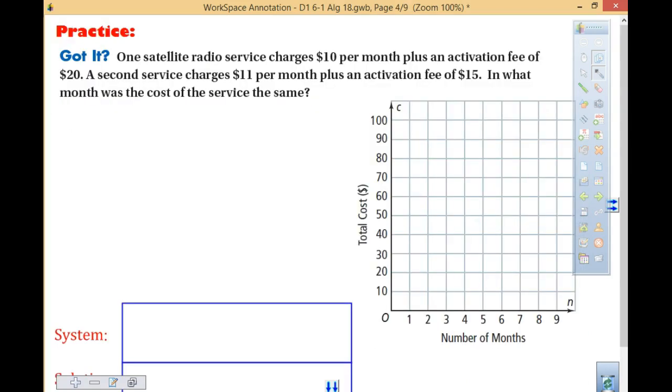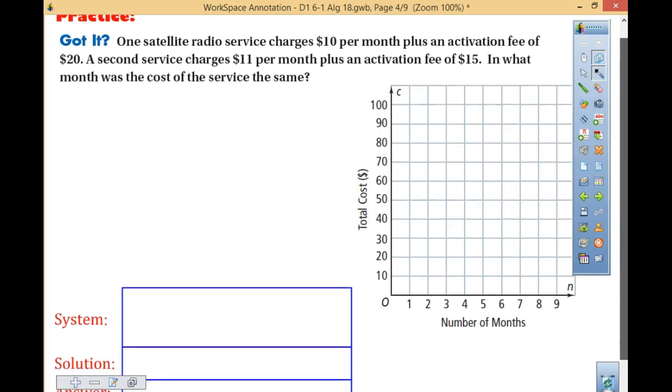Your next one down is we are taking a look at this one. We want to, again, write a system of equations. So as we are reading this one, if you would read, please, Lizzie. One satellite radio service charges $10 per month, plus an activation fee of $20. A second service charges $11 per month, plus an activation fee of $50. In what month was the cost of the service the same?